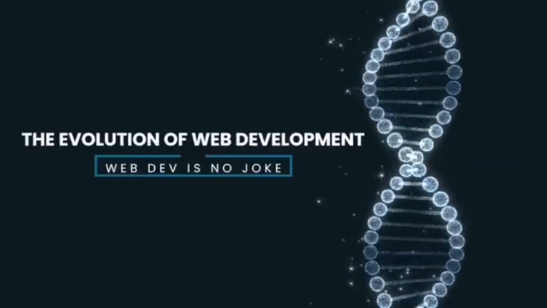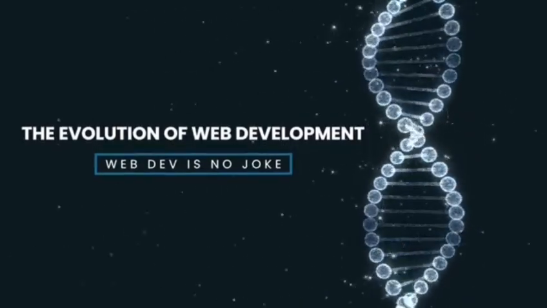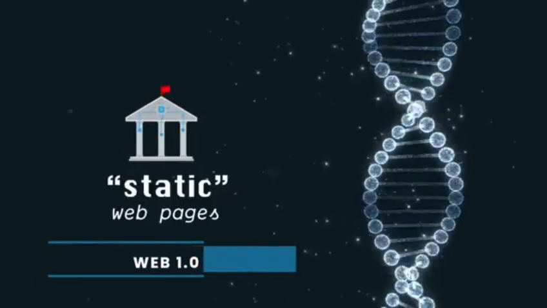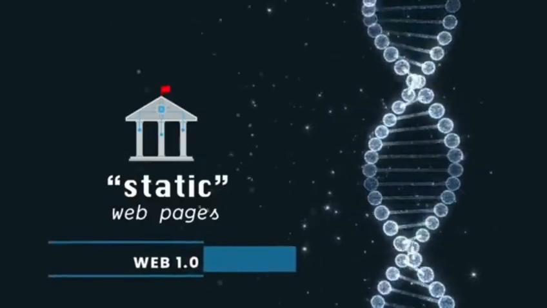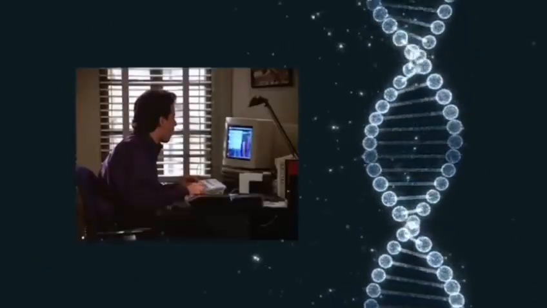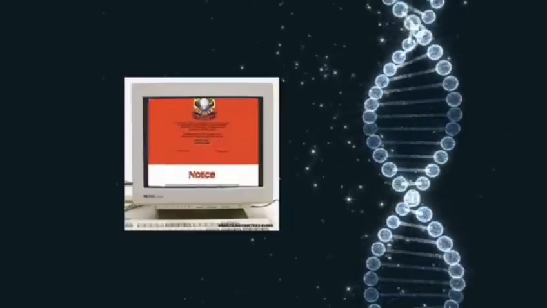But before any of that, let's look at how web development has evolved over the past 20 or so years. We started with Web 1.0, the era of static web pages that essentially just displayed information. We had the .com bubble, Seinfeld, AOL, and a lot of web pages that looked like this. In other words, they were very useful.